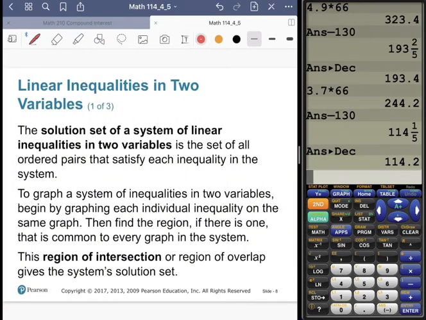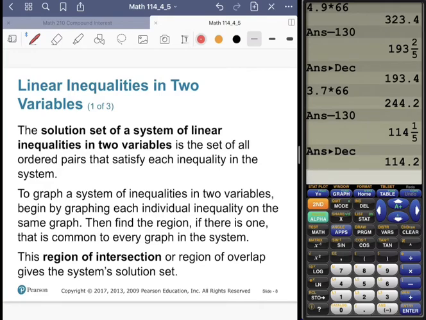So, graph the solution sets of systems of inequalities. The solution set of a system of inequalities in two variables is the set of all ordered pairs that satisfy each inequality in the system. To graph a system of inequalities in two variables, begin by graphing each individual inequality on the same graph, then find the region.